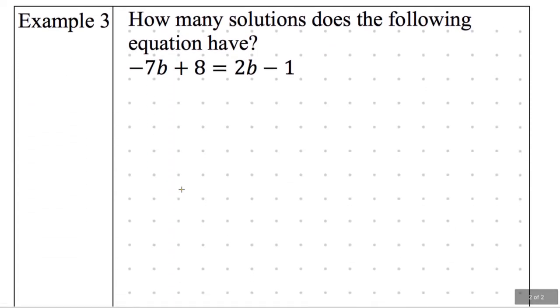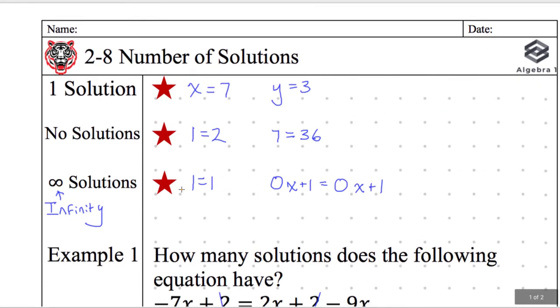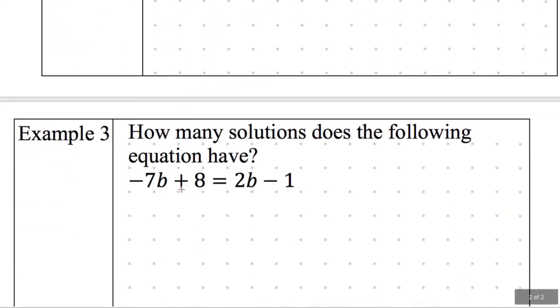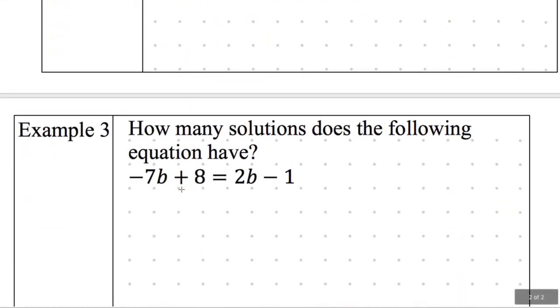Example 3, we are on the back. I heard paper flipping over because you are ahead of me. Good job. Example 3, you are going to solve this one on your own, and then you are going to tell me, I don't care if you find an answer. I just care if it's one solution, no solutions, or an infinite number of solutions. Go ahead, do some algebra, work with the equation, and then tell me. Make sure to box your answer.